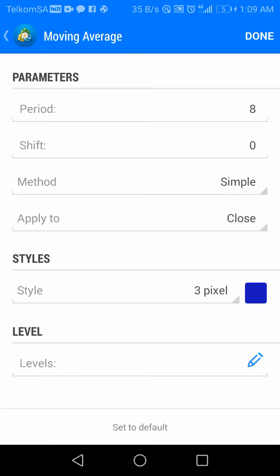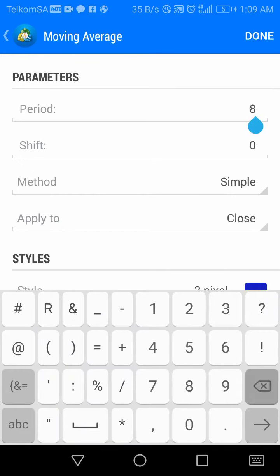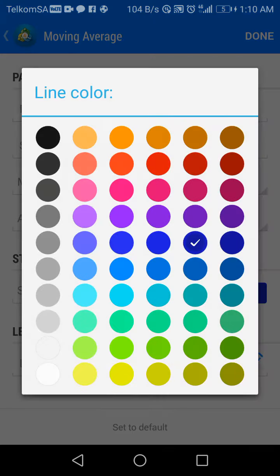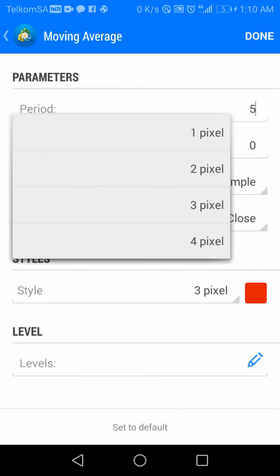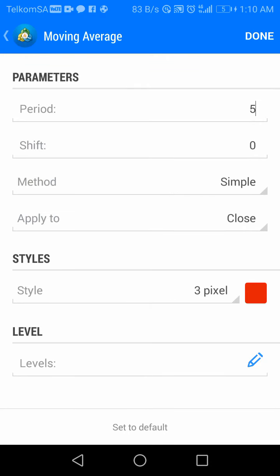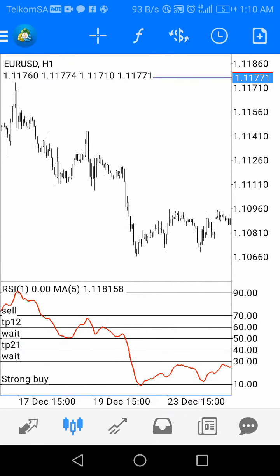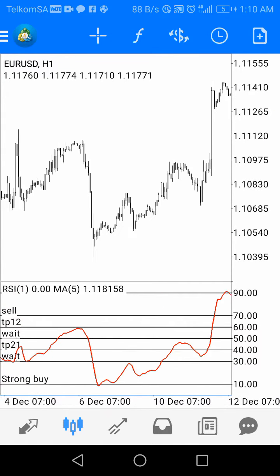Moving average. The first one is actually 5. The method is simple, apply to close. The color, let's start with red, the simple one. The style can be 2 pixel, 3 pixel, it's fine for me. No levels on this one. So this is how it's gonna look in the indicator window.